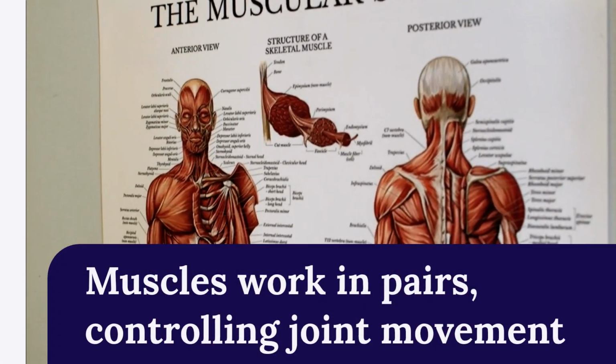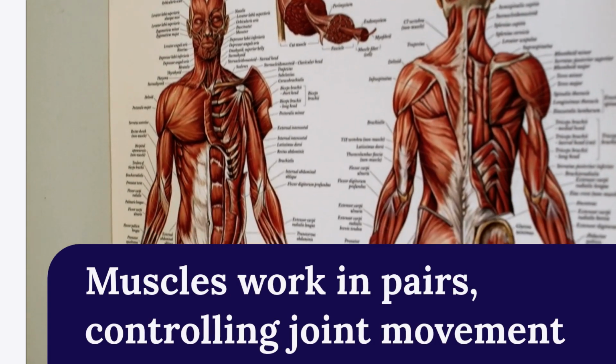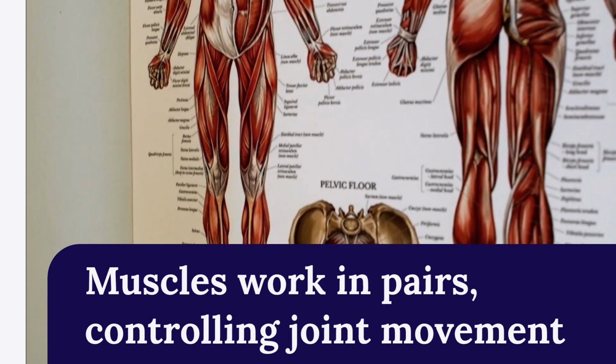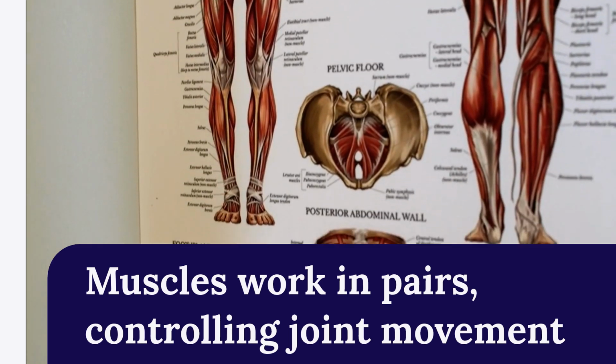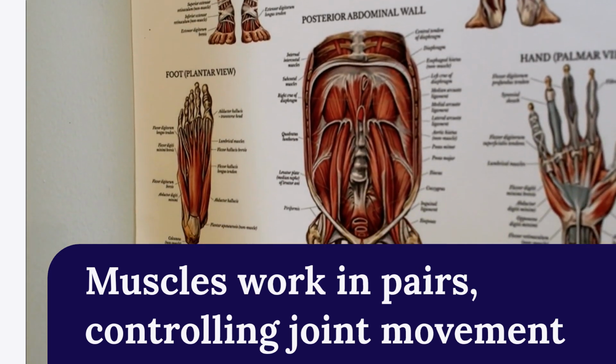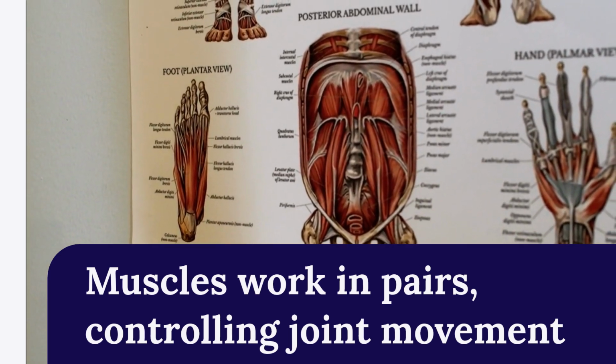Muscles work in pairs called agonist and antagonist. Examples include biceps and triceps. These pairs control joint movement. Understanding their roles is essential for analyzing motion. This concept is crucial for explaining coordinated movements.